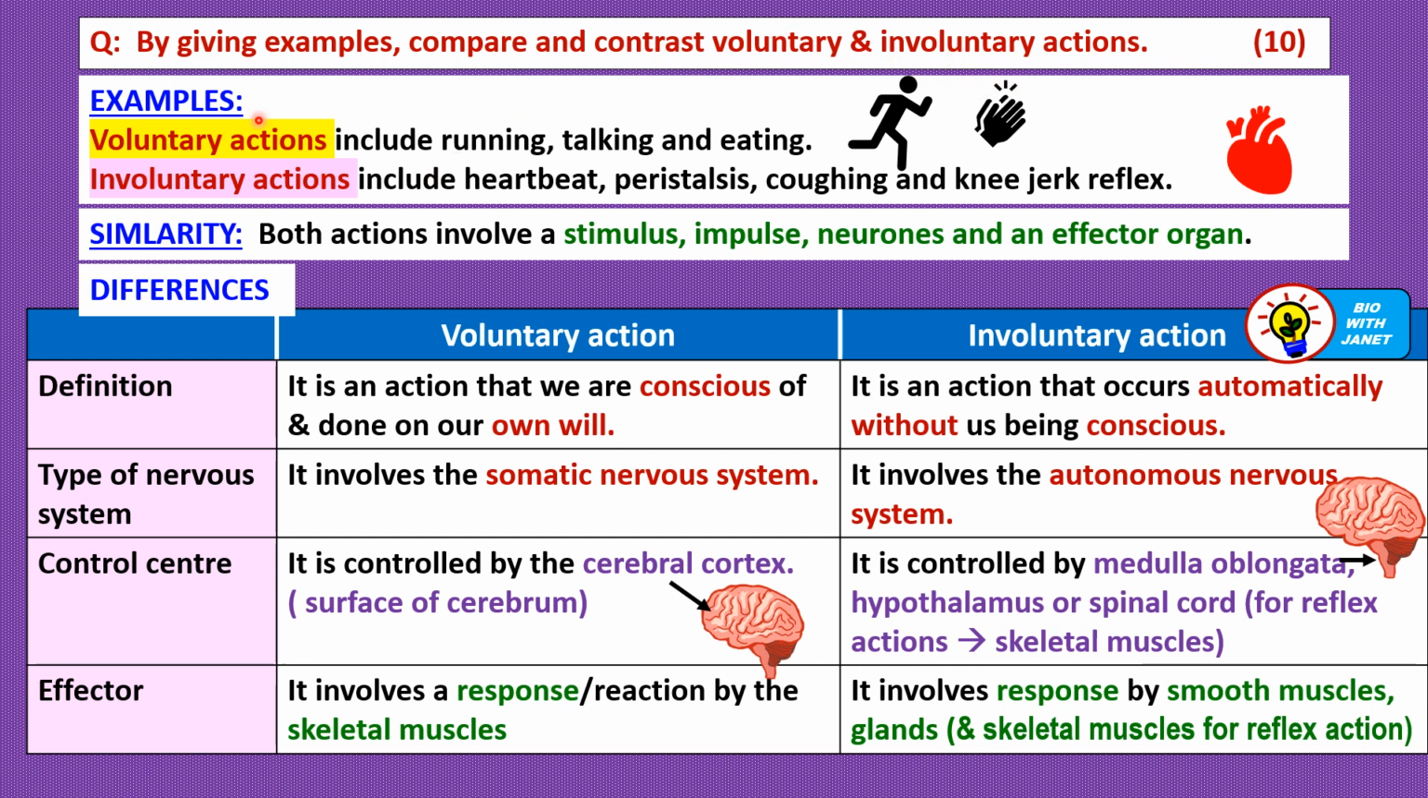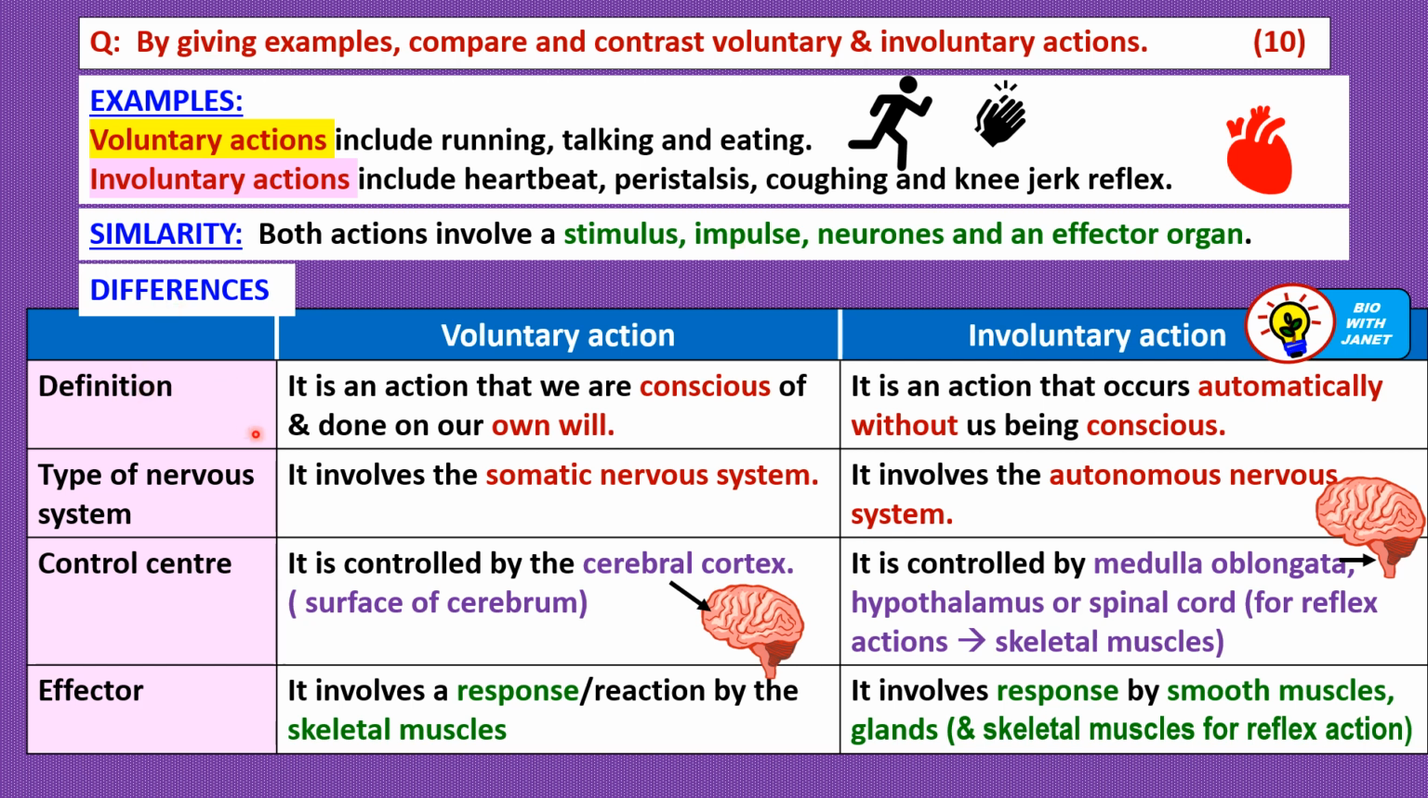All right. So examples of voluntary actions are running, talking, and eating. And for involuntary actions, heartbeats, peristalsis, coughing, and the knee-jerk reflex. Now, we have to give the similarities and the differences if we are asked to compare and contrast. The similarity between these 2 types of actions, voluntary and involuntary actions, is that both actions involve a stimulus, nerve impulses, the neurons, such as sensory neurons and motor neurons, and an effector organ, such as muscles or glands.